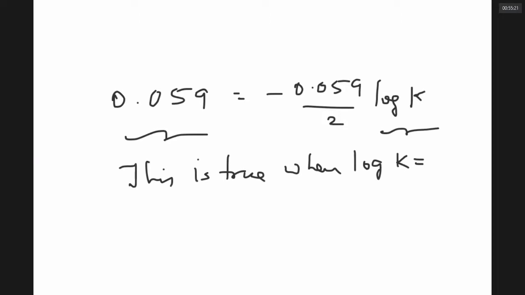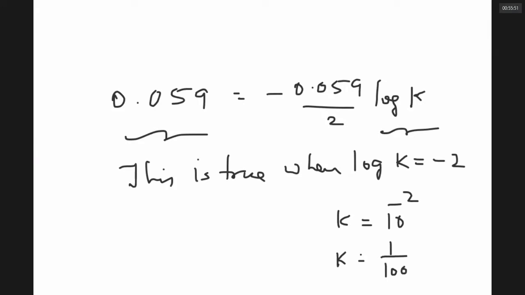-2. It should be equal to -2. Yes or no? Yes, sir. Log K is equal to -2 means K must be 10 to the power -2. Yes or no? Yes, sir. If log K is equal to -2, then it means that K must be equal to 1 by 100.